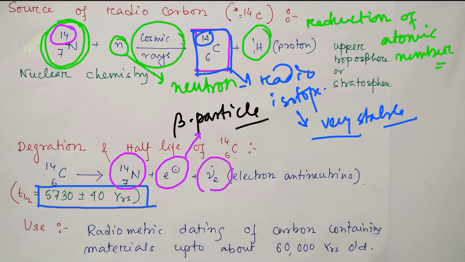Now question, what is the use of this? Actually this is a natural phenomenon to prepare radioisotope. Okay, so this is very useful for radiometric dating of material containing carbon atoms, and we can check or prove its age up to 60,000 years.